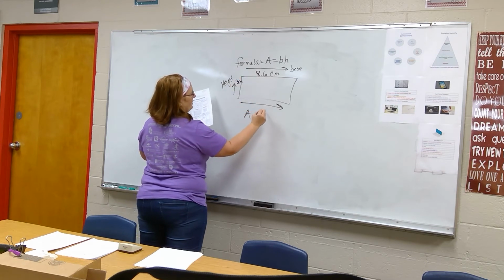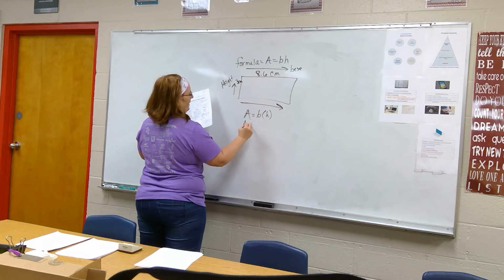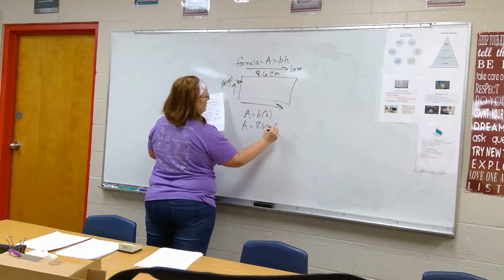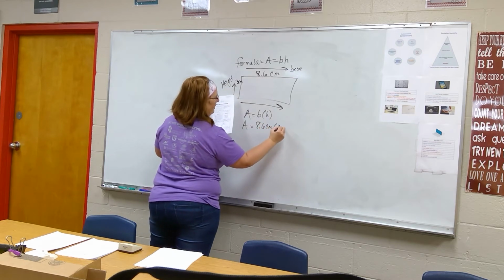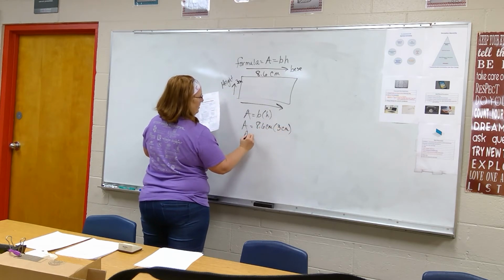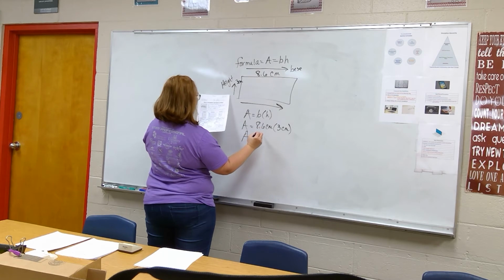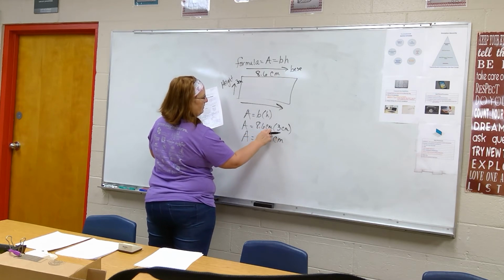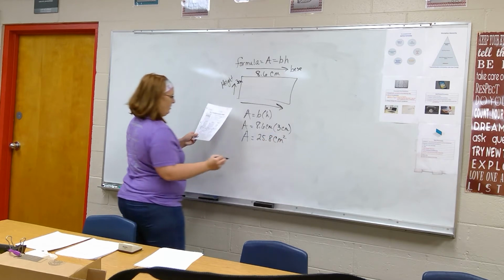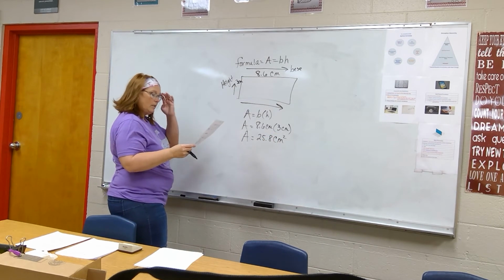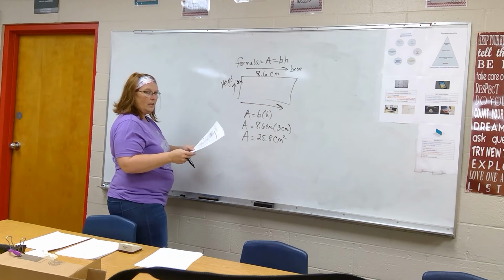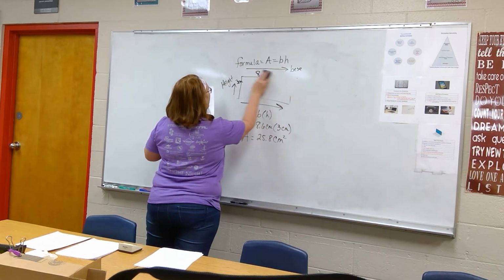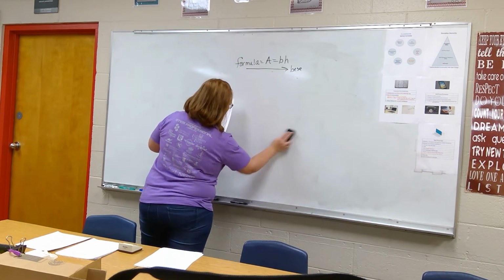So write your formula out. A equals B times H. A equals base, 8.6 centimeters, times height, 3 centimeters. 8.6 times 3 is 25.8, because I did this on my calculator. Centimeters, I've got 2 of them, so it's squared. It's very simple to do. If you get stuck on the fractions, you know how to do fractions. I'll work that one out with you one time.